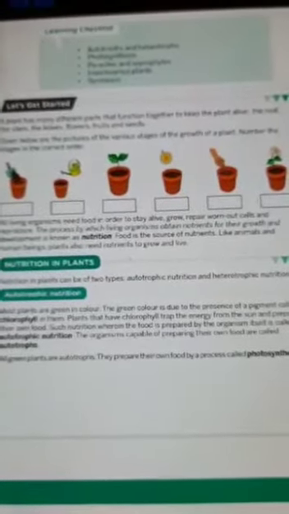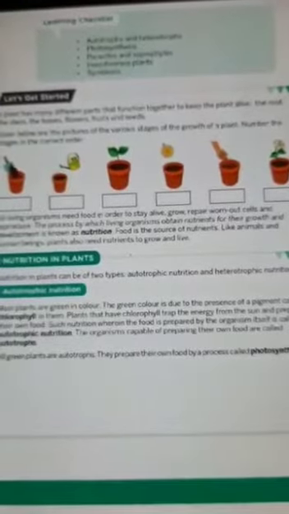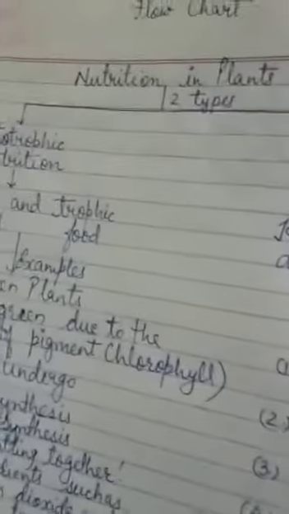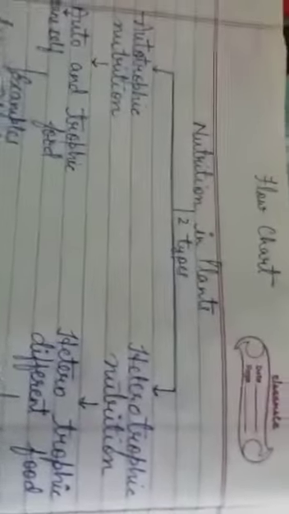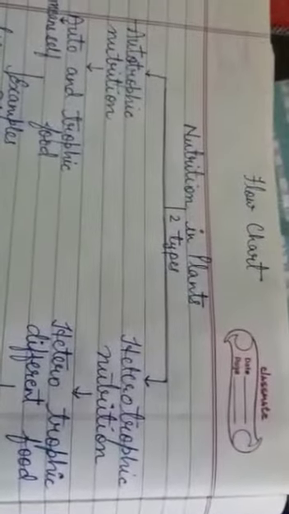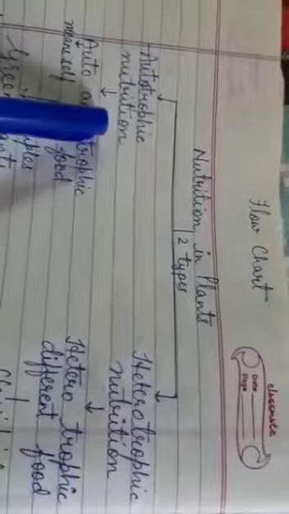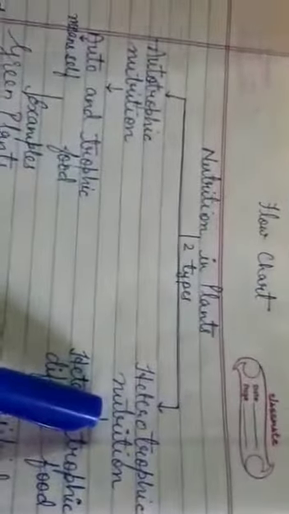They also need energy to perform various life-sustaining activities in their body. Now, as you all know, plants do not have a mouth or digestive system like we have, so how are plants going to take their nutrition? With regard to that, I am going to explain to you now in the form of a flow chart nutrition in plants. So nutrition in plants is basically of two types: autotrophic nutrition and heterotrophic nutrition.